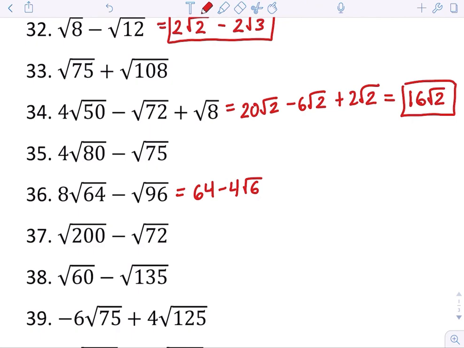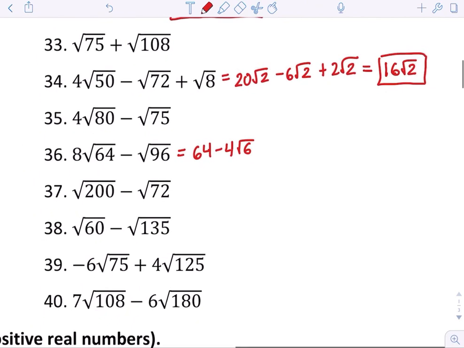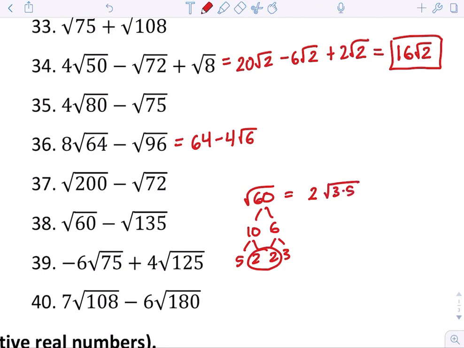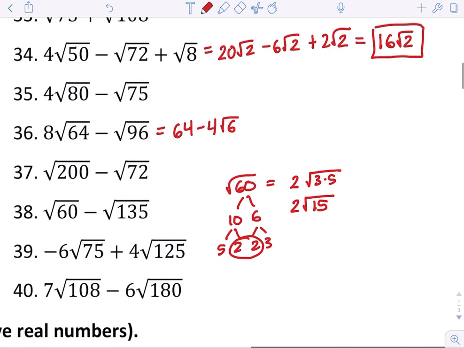All right, 38. Let's do radical 60. 10 and 6, 5 and 2, 2 and 3. There's a pair. So that pair comes on the outside of the radical, and the square root of the leftovers, 3 and 5, is radical 15. So that's 2 radical 15, the simplified radical of 60.